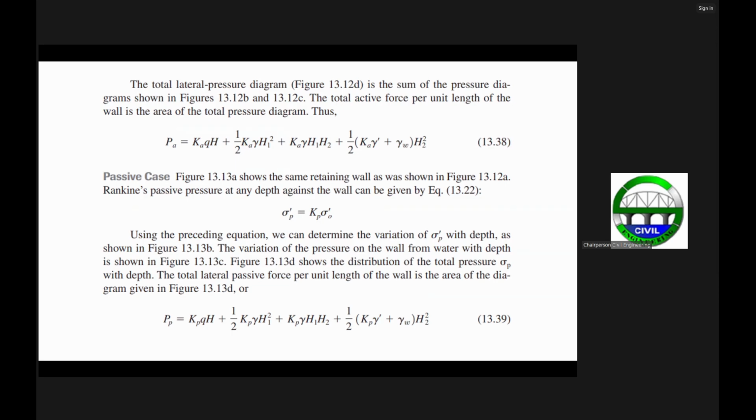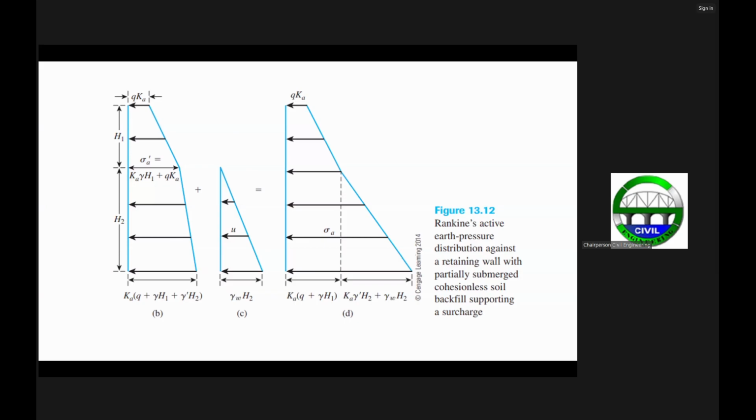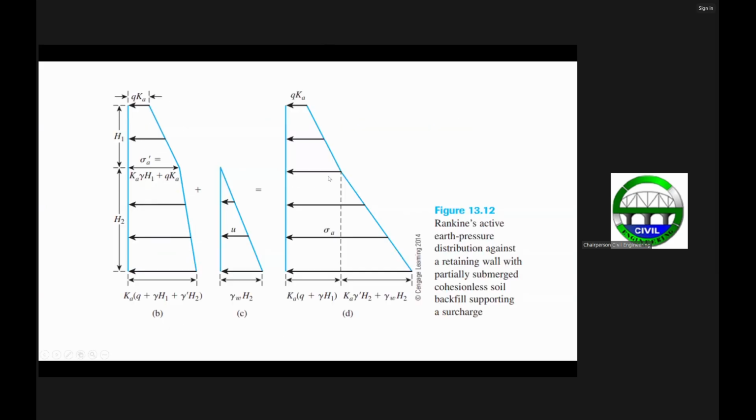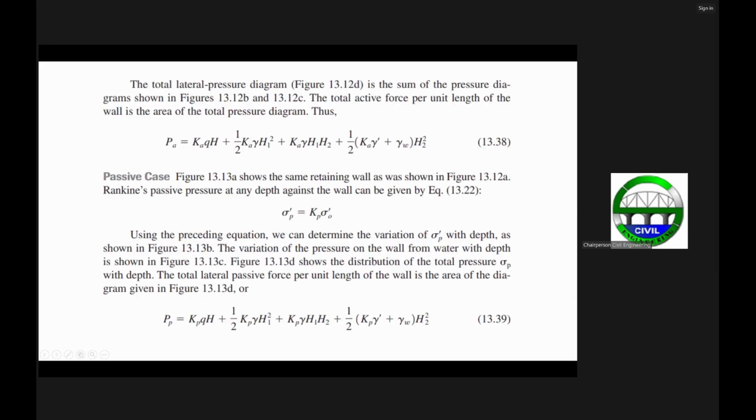So that is now the total force per unit length of the wall for the Rankine's active state condition. For the Rankine's passive state condition, considering this scenario, basically the derivation is just the same, only that here, instead of sigma sub A, you have sigma sub P for the passive state. Then you have here the passive earth pressure coefficient.